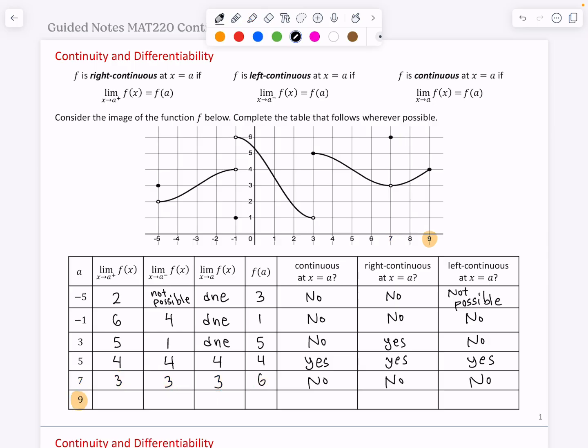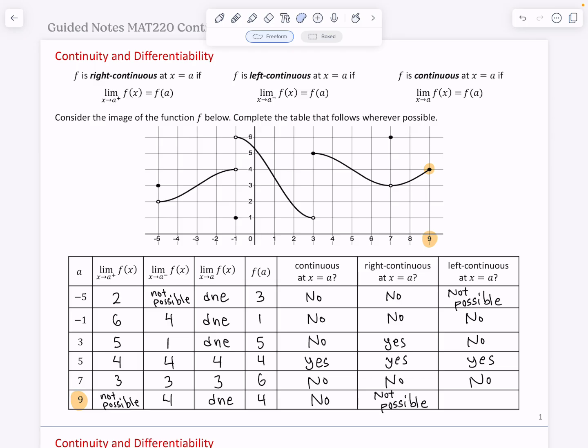Now let's focus on x equals 9. The right-sided limit: there is no graph to the right of 9, so we'll say that this limit is not possible. However, the left-sided limit, as we get closer and closer to 9 from the left, the outputs get closer to 4. The two-sided limit we'll say does not exist, and the output of the function is also 4, because that's where the solid dot is. So we cannot say that overall the function is continuous at x equals 9, because it's not two-sided continuous. We're going to say that it's not even possible to be right continuous, because the function does not exist to the right of 9.